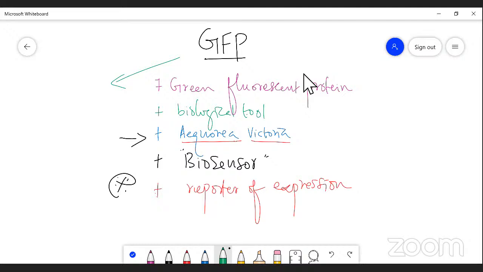How many amino acids are there? There are 238 amino acids.